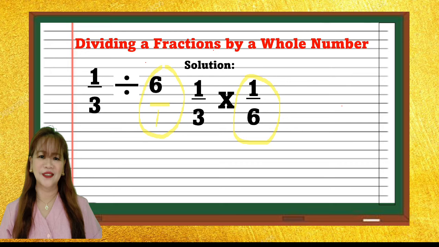And then, let us multiply. 1 times 1 equals 1. 3 times 6 equals 18. So, the final answer is 1/18. This is now the final answer because it is in the simplest form. Nasa simplest form na siya.